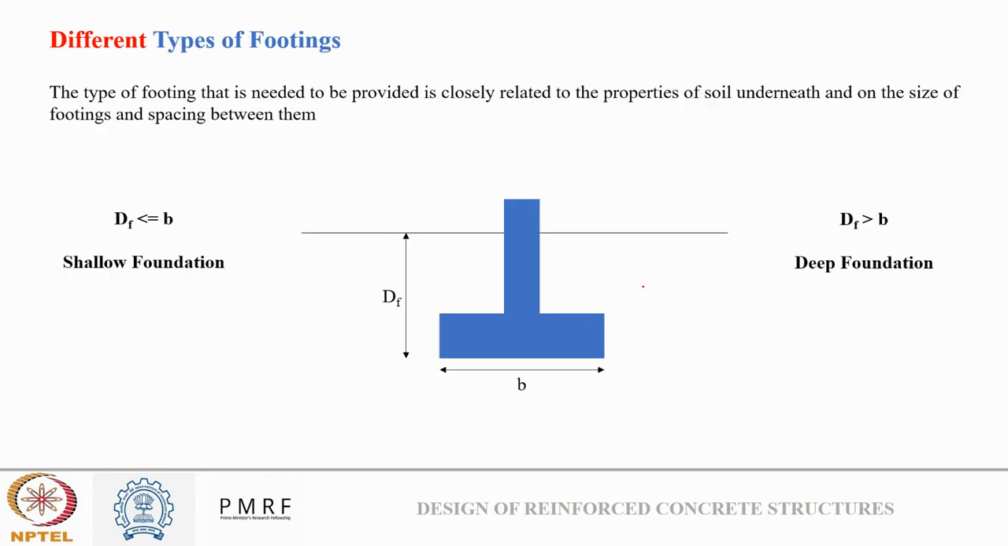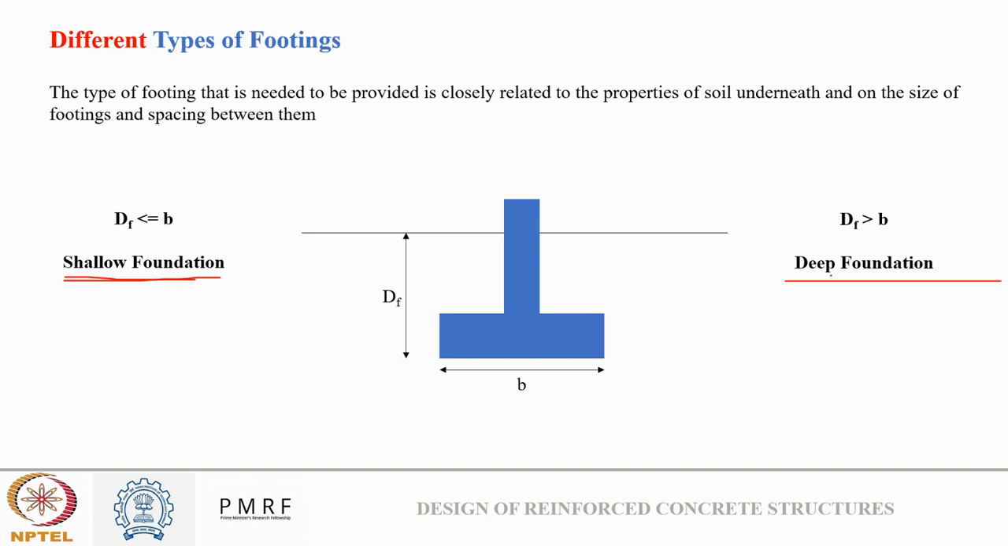Okay. Now, based on the location, properties of soil underneath, and the size of footing or spacing between them, there are two types of footing. One is shallow footing, footing or foundation, both we can say. A combination of footing is known as a foundation. So we can say foundation or footing both. So there is shallow foundation and there is deep foundation.